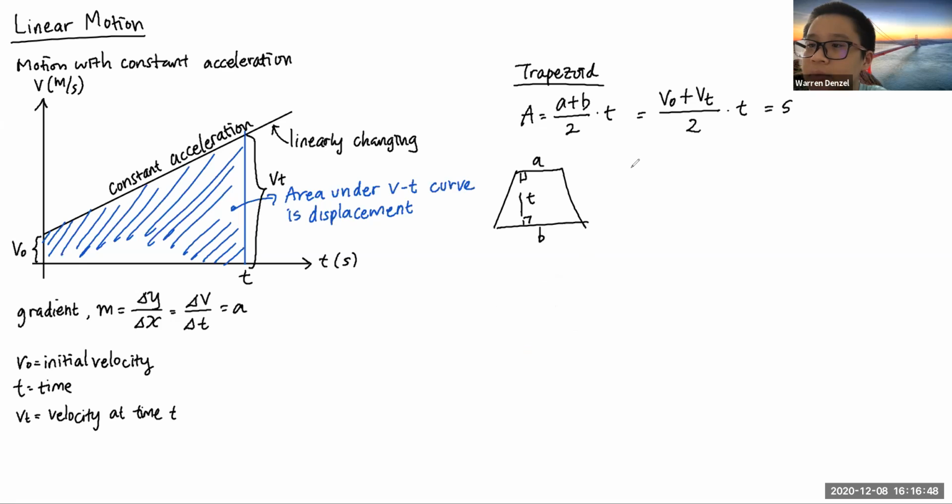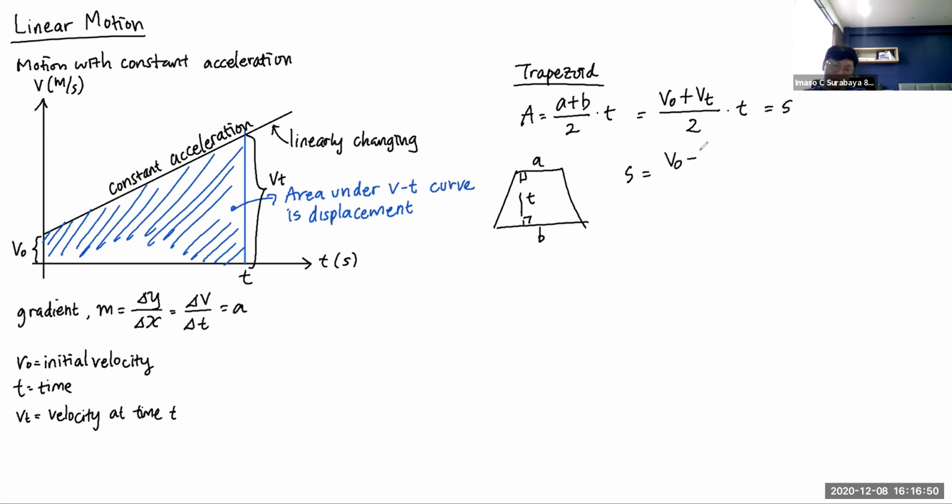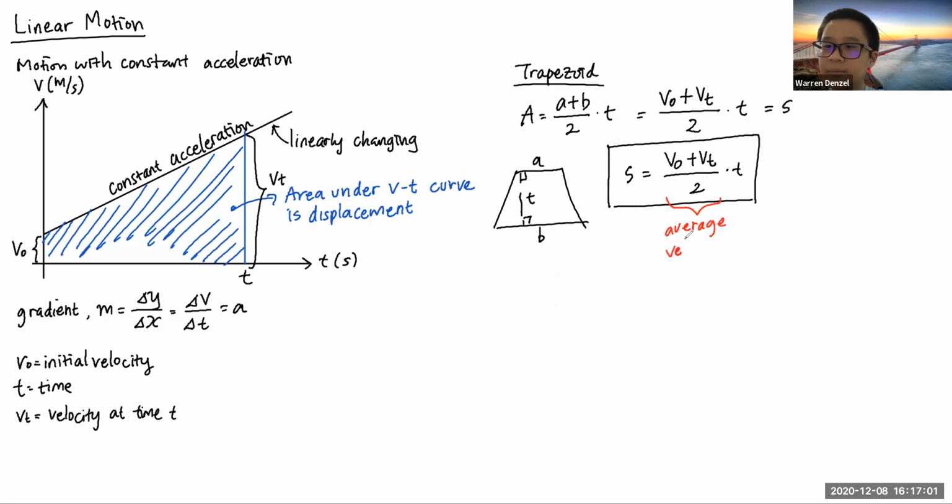So we got one formula, but this is rarely used. S, the displacement, is this one: (V0 plus Vt) divided by 2 is the average velocity, times time.